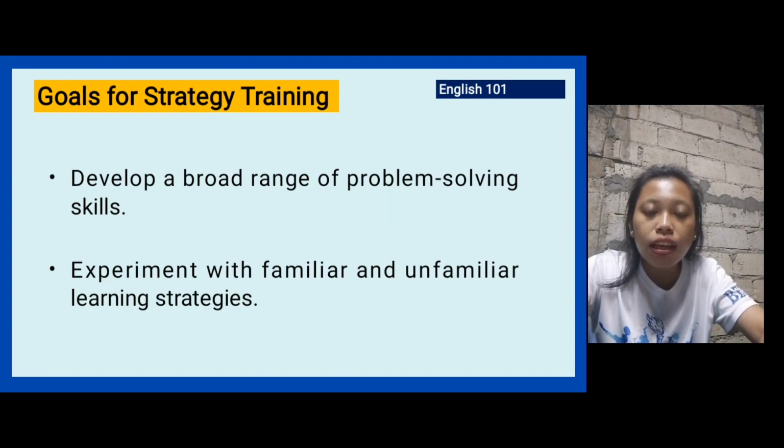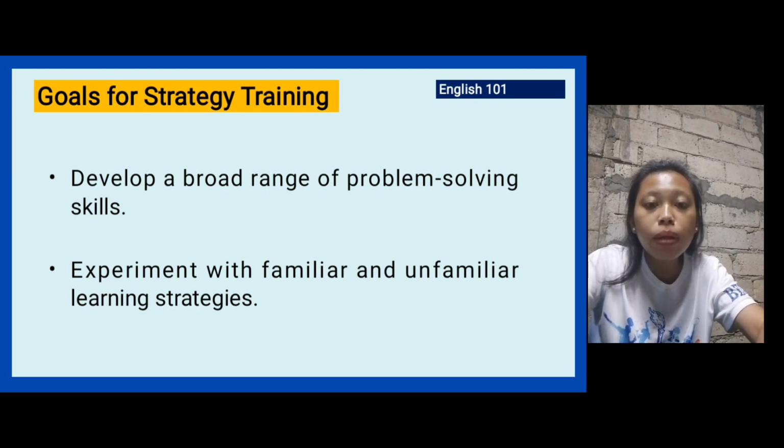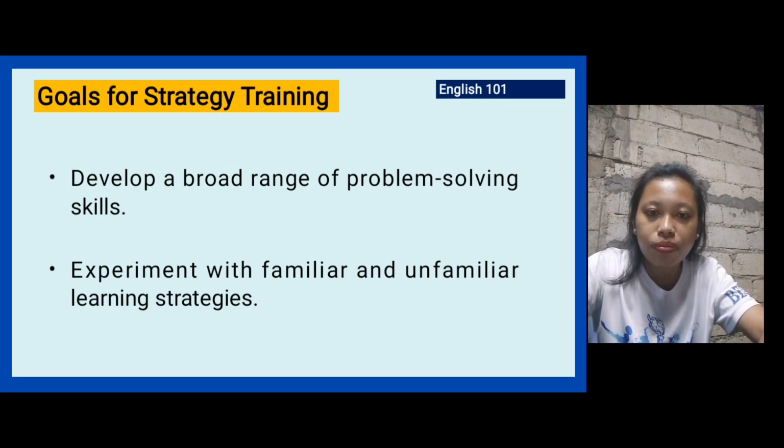Next is develop a broad range of problem-solving skills. Learners build the ability to handle challenges in learning. They learn how to find solutions when they face difficulties, making them more adaptable and resourceful.